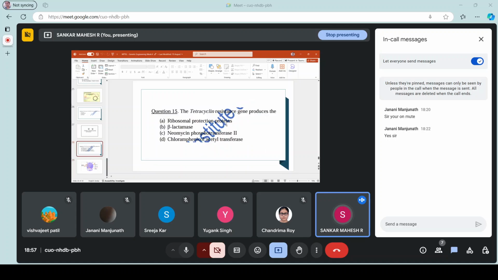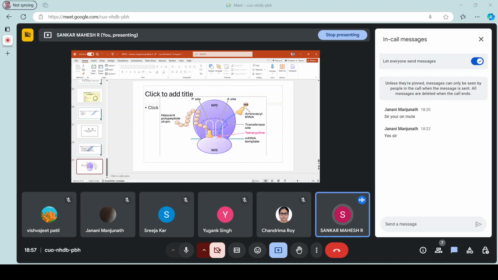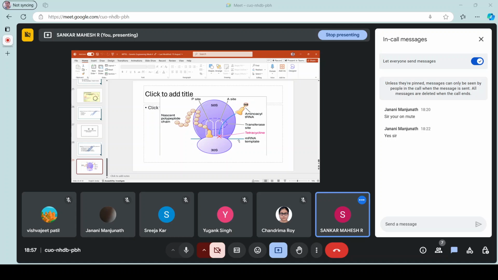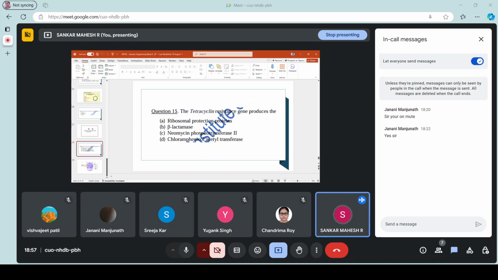Then we looked at specific resistance markers. For the tetracycline resistance, it codes for a protein, since tetracycline binds to the A site of your ribosome machinery. By coding for a tetracycline resistance gene, you would protect your ribosome if tetracycline is present.